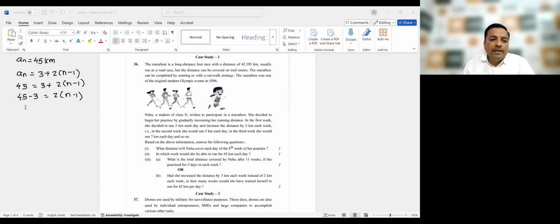Okay. And then it becomes 42. 2 multiplied with n minus 1. This 2 is multiplied with n minus 1. So whenever we shift, it divides. 42 divided by 2 is equal to n minus 1. This becomes 21. Then 21, 1 shift that side, plus 1 is equal to n. So n is equal to 22.